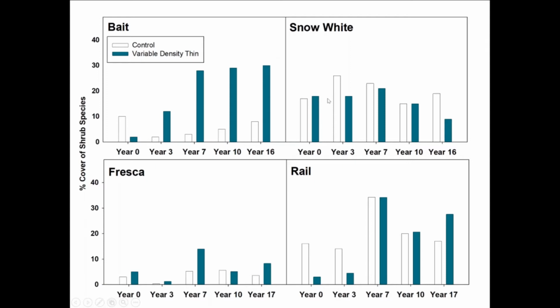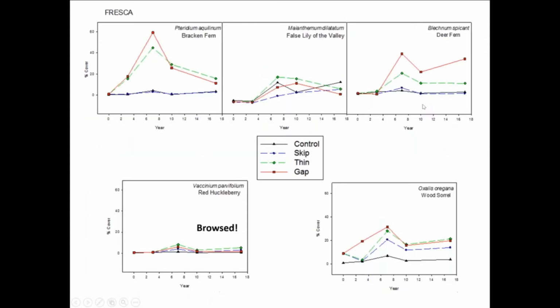So this is percent cover of shrub species, and there's a big difference in what they started at. For example, some of them started at relatively low levels and they stayed low in the control plots, but in the thinned plots they increased quite a bit. Snow White is an area that had been thinned in the 70s, so there was not much difference between the thinned plot and the control plot at the beginning, and there was very little difference over time.